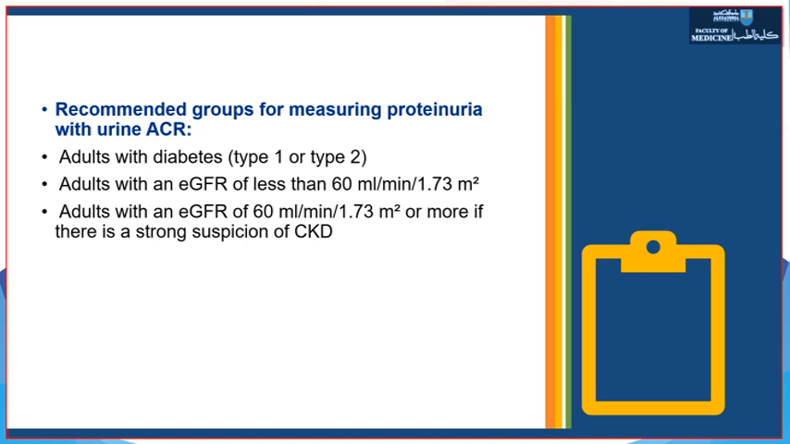A recommended group for measuring proteinuria with urinary albumin creatinine ratio are adult patients with diabetes, either type 1 or type 2, adults with an eGFR of less than 60 ml per minute, and adults with an eGFR of 60 ml per minute or more if there is a strong suspicion of CKD.